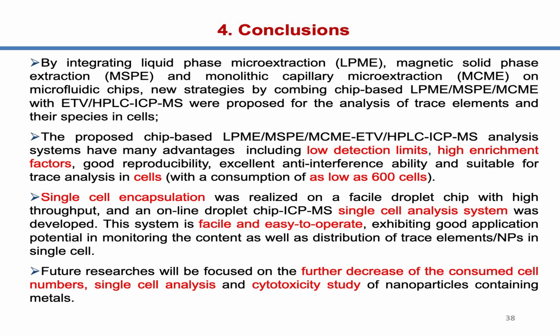By integrating different kinds of micro-extraction techniques into the microfluidic chips, we can develop different strategies by combining this device with ETV-ICP-MS, microflow vapor generation ICP-MS, and also capillary HPLC-ICP-MS for trace metals and their species analysis in cells with very high sensitivity. Also, the cell consumption could be reduced from conventionally millions to as low as 600 cells.